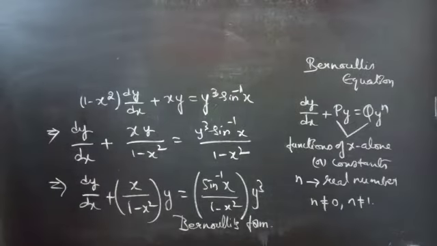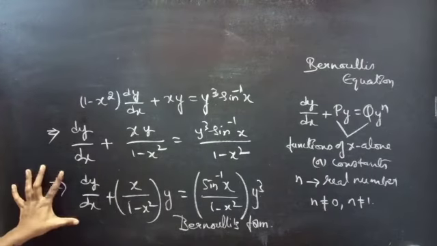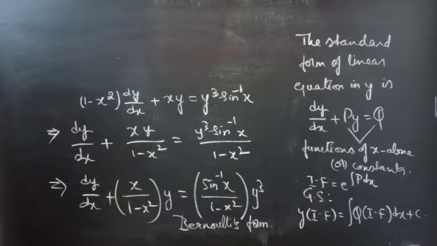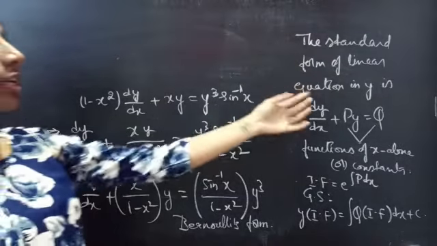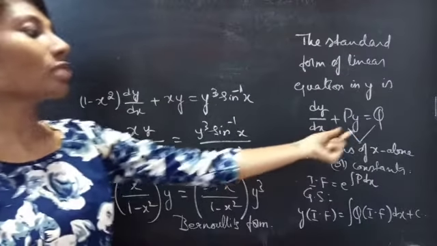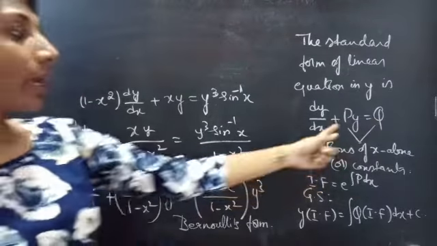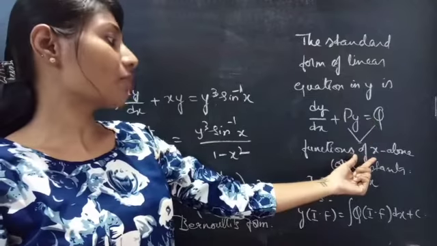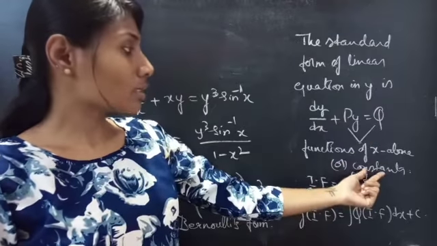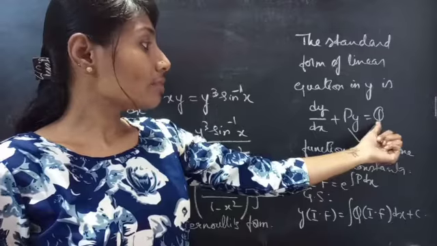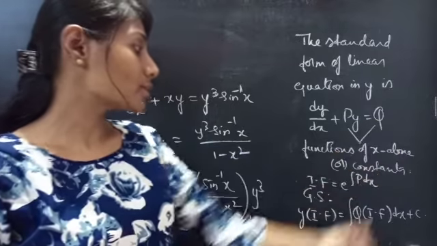Now what we'll do is reduce this equation to linear form. We know that the standard form of a linear equation in y is given by dy/dx plus P into y equals Q, where P and Q are either functions of x alone or constants.